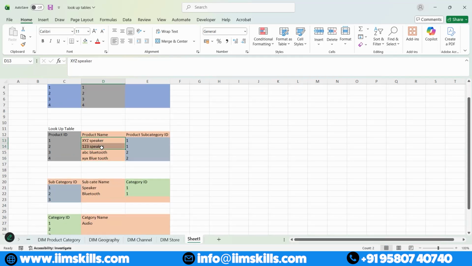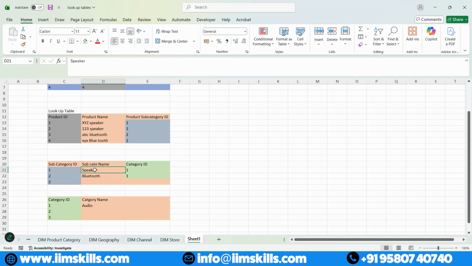And these two in turn belong to a subcategory called speaker. So that's why you're going to see both belong to 1 and 1. So what is 1? 1 is nothing but a speaker. And this ABC and XYZ Bluetooth belong to a subcategory called 2. So that's why you can see this repetition of 2. What is 2? Again, you're going to find it in another table, that is Bluetooth.